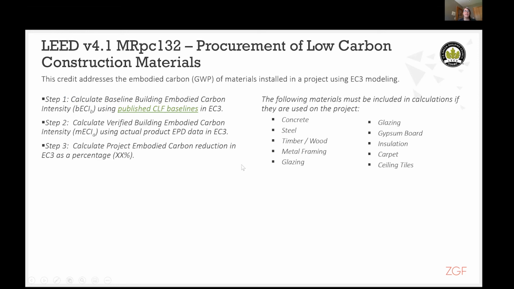So this is the last credit I'm going to talk about. The procurement of low carbon construction materials actually leverages EC3. You don't have to use EC3, but it's way easier if you do. And the great part about this is it gives you validation that you've actually lowered embodied carbon for the project. So this is actually looking at your as-built project and seeing how you actually did. On the projects that we're working on this with, we're actually having the contractor do this final calculation using EC3.